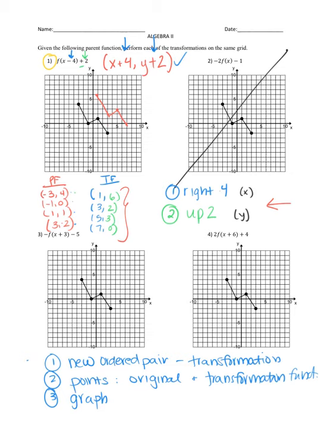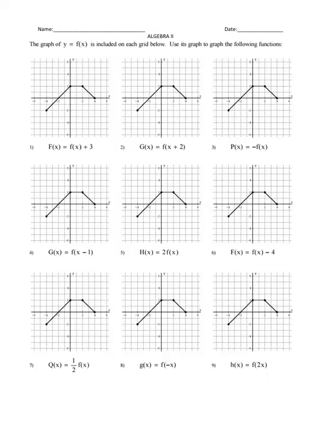Okay? So that's what I need you to do on number 3 and number 4. There are 3 transformations in this problem. And there are 3 transformations in this problem, okay? So you're going to have 3 rules and 3 transformations, okay? 1, 2, 3. And 1, 2, 3, okay? So that's the front page. Then on to the back, okay?